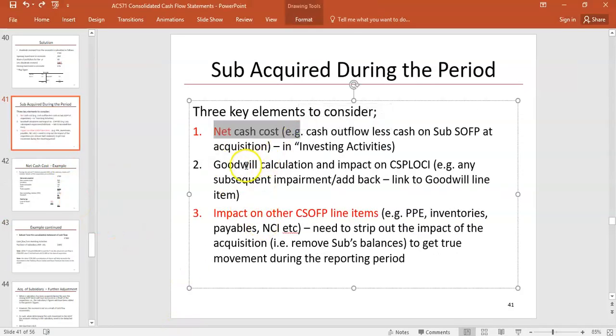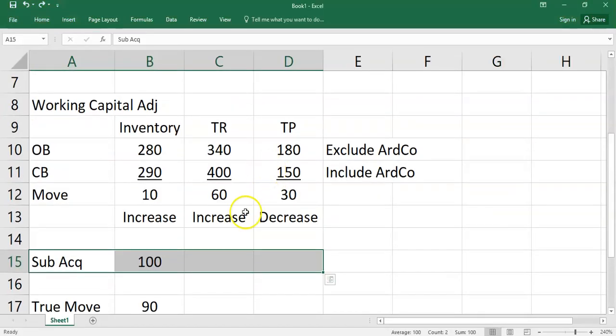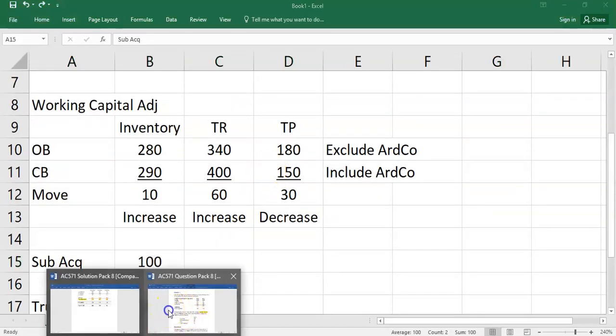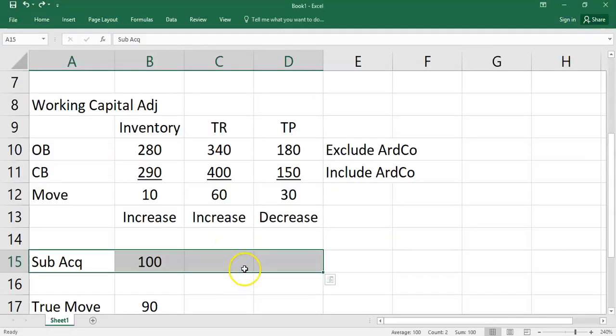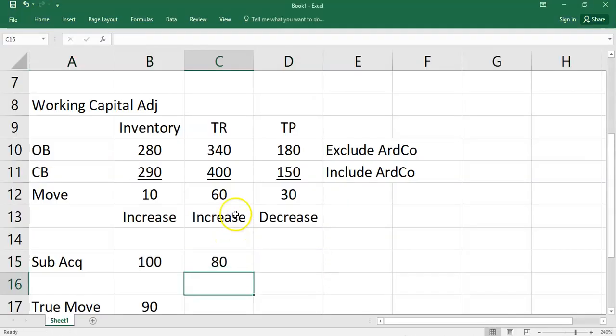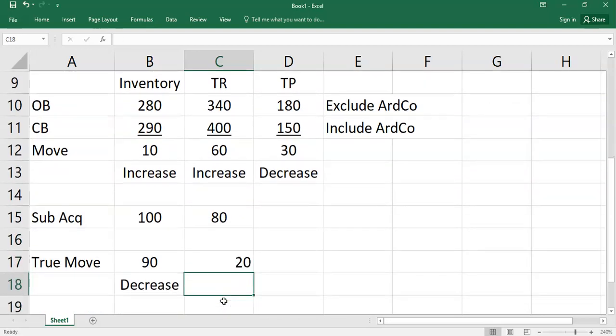Net cash cost, the goodwill, but also impact on any other statement of financial position line item. Particularly here, your working capital. You do the same for trade receivables. Trade receivables on acquisition, you took on 80. So actually, an increase of 60 was all explained and more by the sub. That's a 20 decrease.